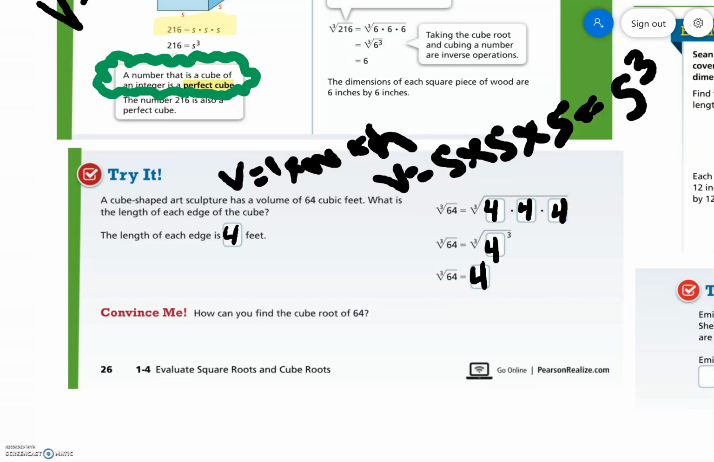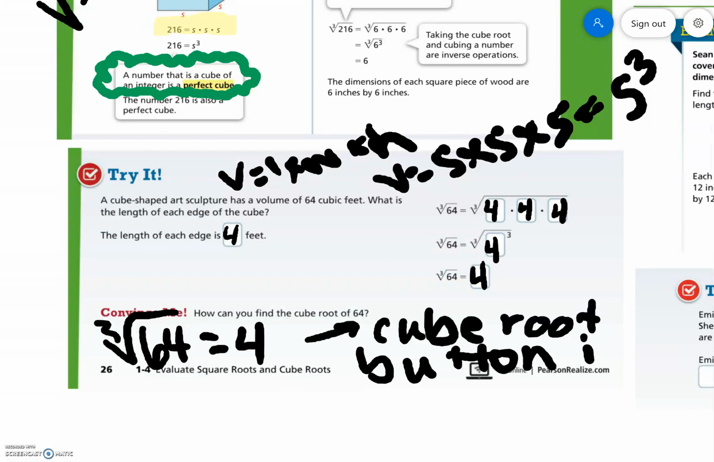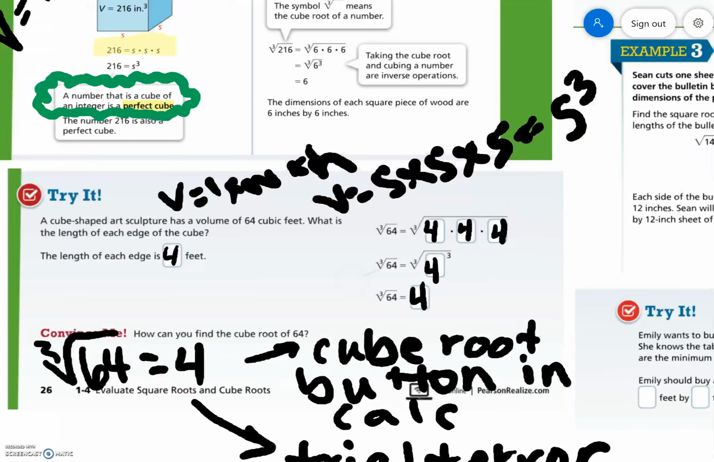Convince me, how can you find the cube root of 64? Well, we can either find the cube root button in our calculator. So we have two options. We can use the cube root button in the calculator, or we can do trial and error. Just like we did before, we're putting in 1 times 1 times 1. Nope, that equals 1. 2 times 2 times 2. Nope, that equals 8. 3 times 3 times 3. Nope, that equals 27. So on and so forth until we get to 64.